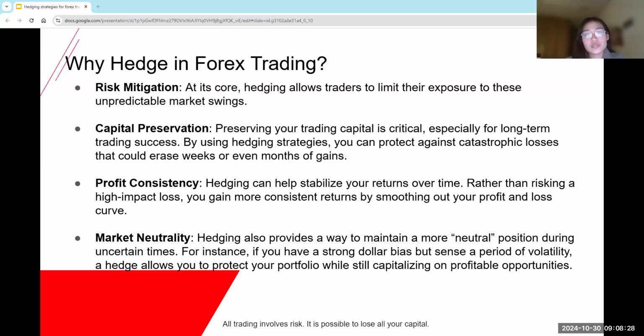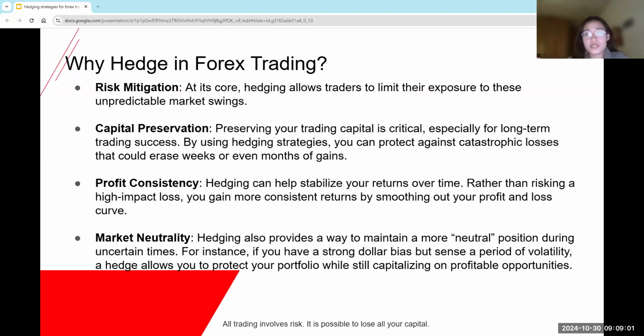Secondly, we have capital preservation. So preserving your trading capital is critical, especially for long-term trading success. So by using these hedging strategies, you can protect against catastrophic losses that could erase weeks or even months of gains. So for example, if you're heavily exposed to the US dollar in multiple trades, you might hedge by taking a position that benefits from the US dollar depreciation.